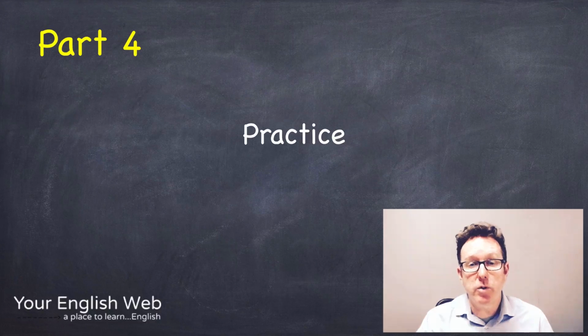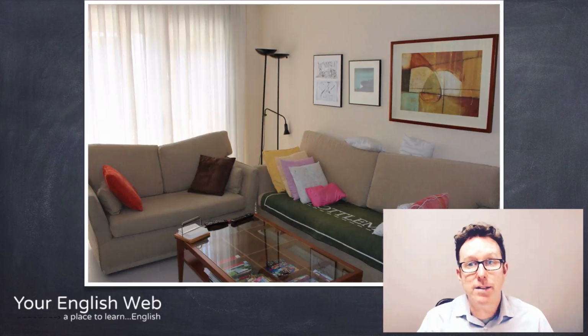Now let's go to part 4 where we can practice. In this part we're going to see a picture and I want you to use the structure there is or there are to describe all of the things in the picture. Write in the comment section below your answers and I'll tell you if they are correct. Now let's have a look at the picture from my lounge room. What can we see? There are or there is? There are different things in this picture that I want you to describe using there is or there are.